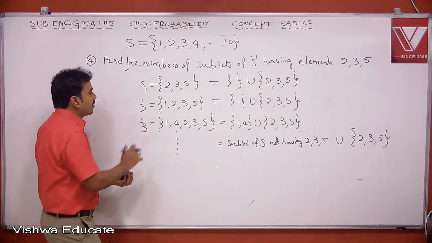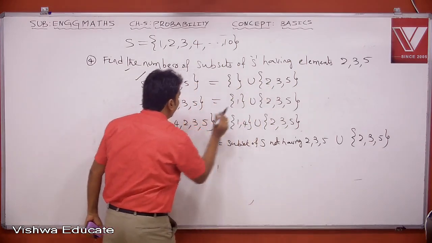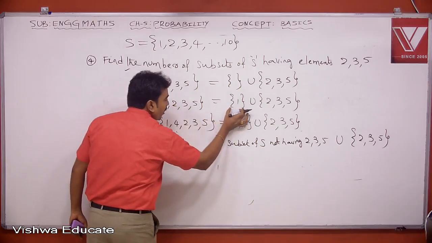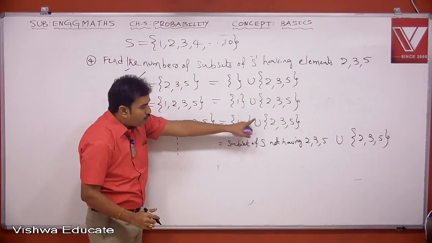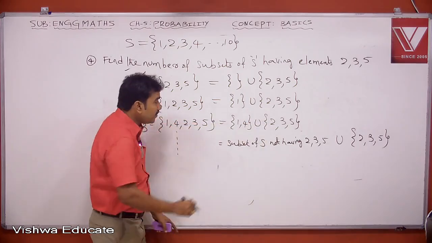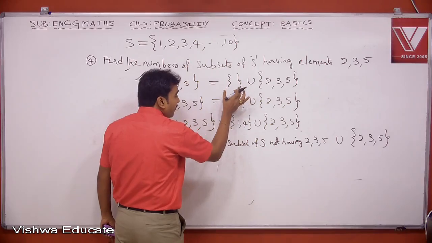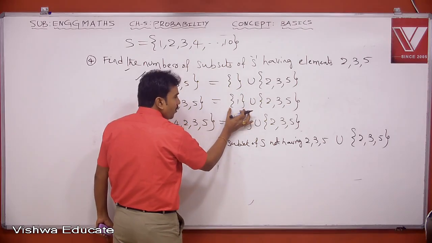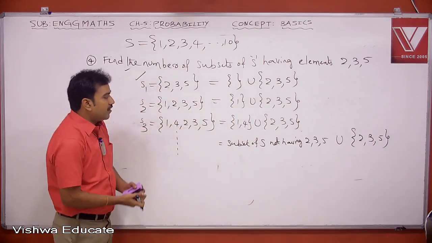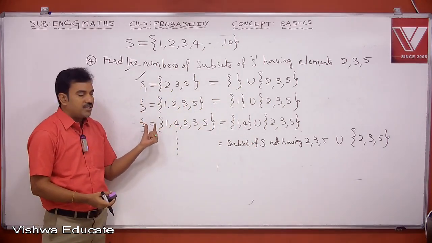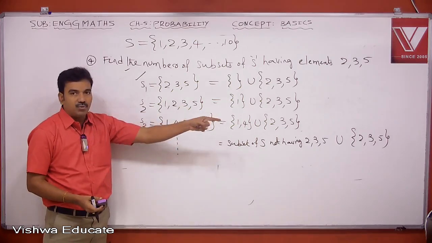So S1, this we can write as the null set union {2, 3, 5}. This we can write as the singleton {1} union {2, 3, 5}. This we can write as the set {1, 4} union {2, 3, 5}. So basically each is a subset of S not having 2, 3, 5, union the set {2, 3, 5}. Therefore that is how I get these subsets.